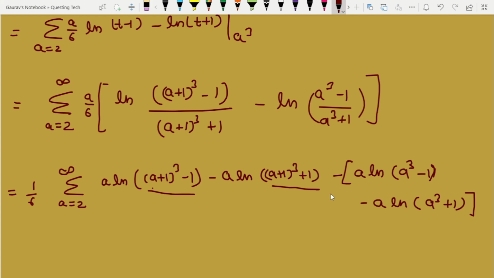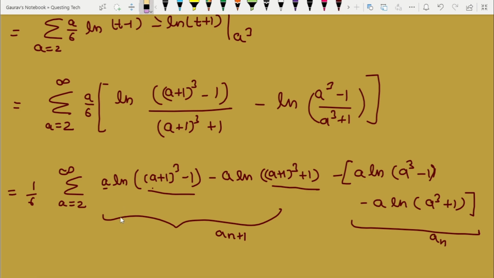Like this is an, so this has to be an plus 1. But right now what we have, this has to be a plus 1, this also has to be a plus 1. What we can do, we can add ln a plus 1 cube minus 1 and also subtract this one.